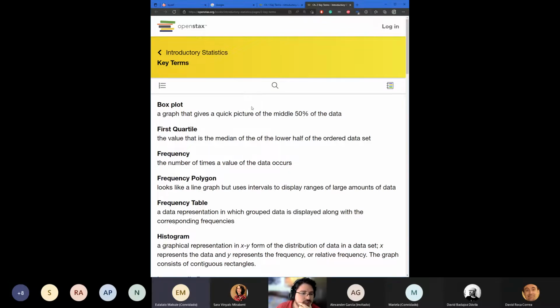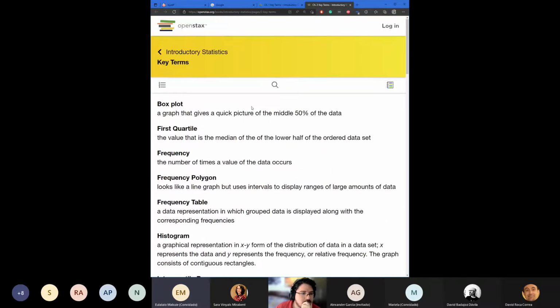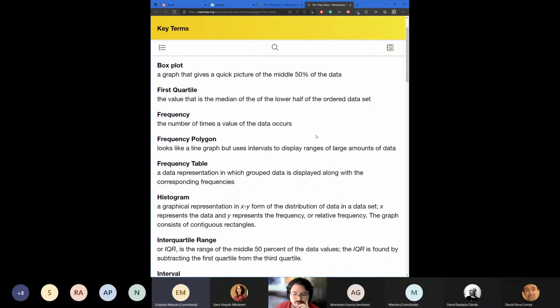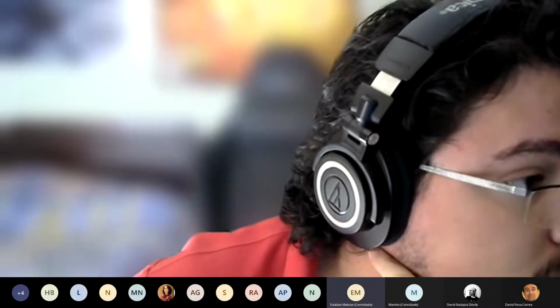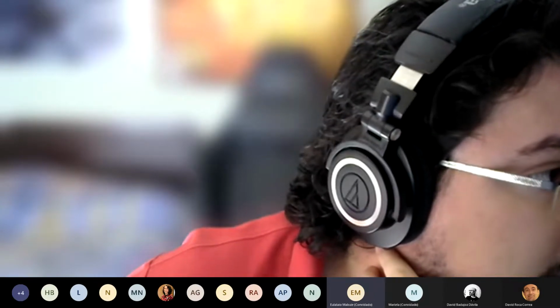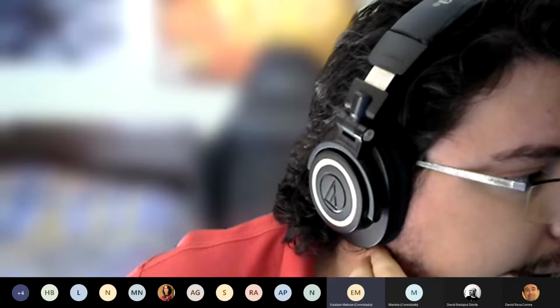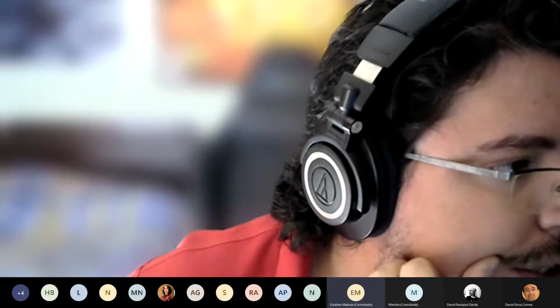So let me share with you some data that I created, and let's see if I can share this file. David, any way in which I can share a file, not just my display?